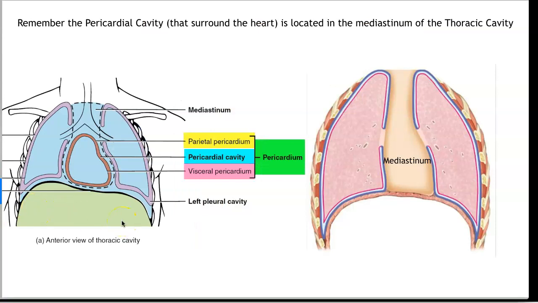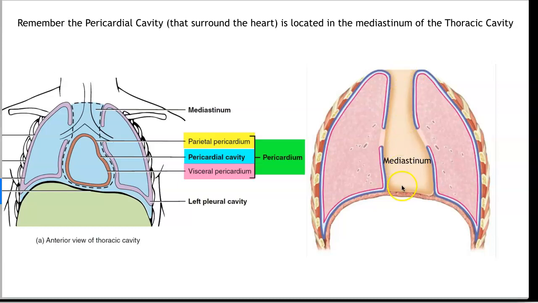So remember, we said that the pericardial cavity is located within the mediastinum of the thoracic cavity. So in the thoracic cavity, we have our two pleural cavities. We have this region called the mediastinum. Within the mediastinum, we have several structures.